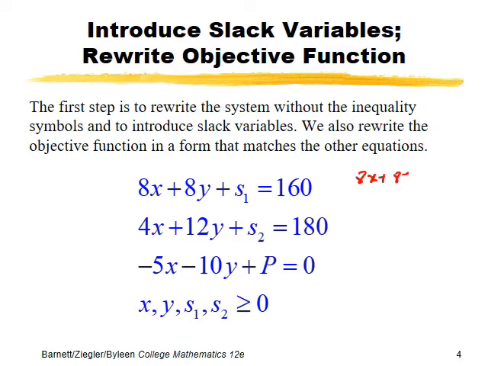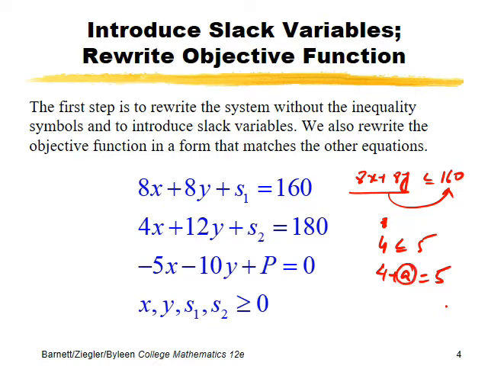On the previous slide it was written 8x 8y less than 160. This side is less than this side, so to make them equal I need to add something on the left side. For example, 4 is less than or equal to 5, so I need to add something here, and now they are equal. What is that number? I want to know that number. So similarly I add something here on the left side to make them equal. Later on we will find out what S1 is, and similarly we will add S2 to make them equal.